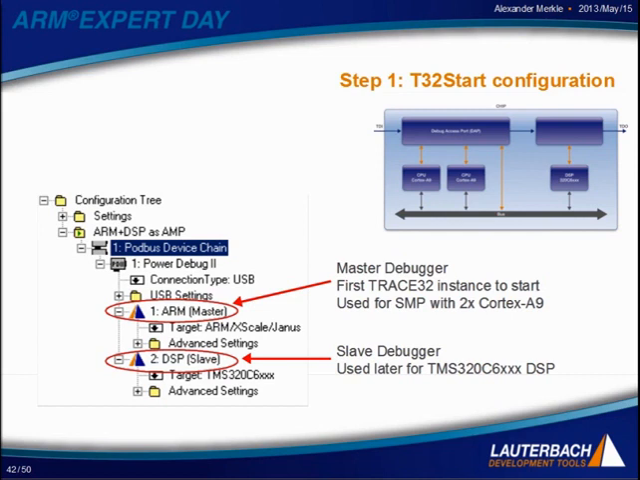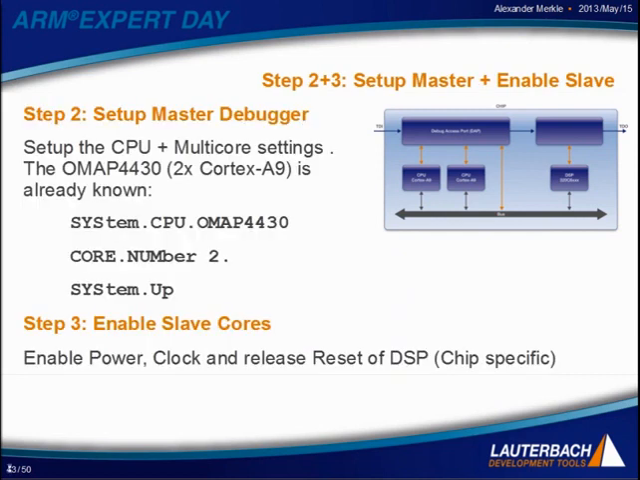So we start again with the master debugger. In the master debugger, we select our CPU, the OMAP 4430. By selecting this CPU, we automatically know that the OMAP 4430 has got two Cortex-A9 cores. So we can select them by core number 2. We say, with this command, again, the operating system is going to use both cores in an SMP setup. So we are still on this side in the picture, and we connect to our system.